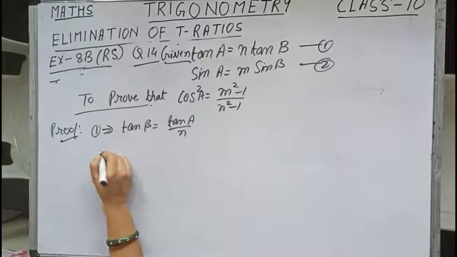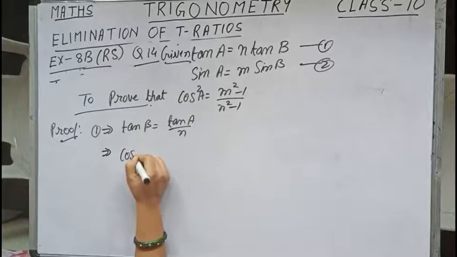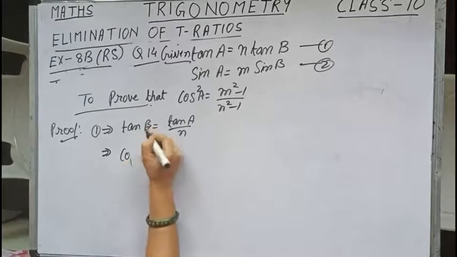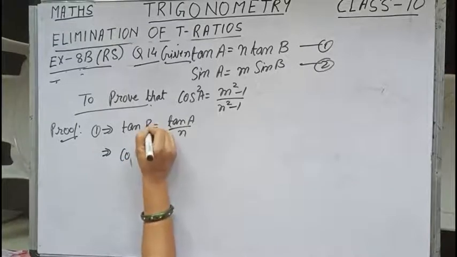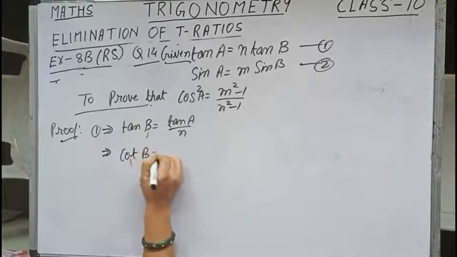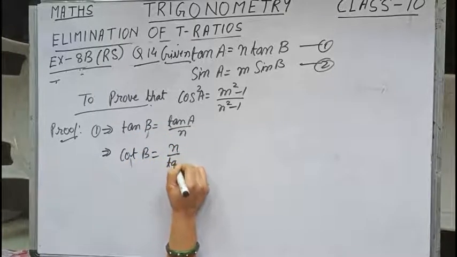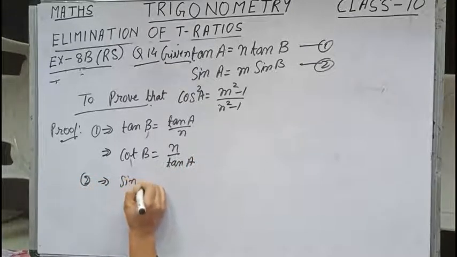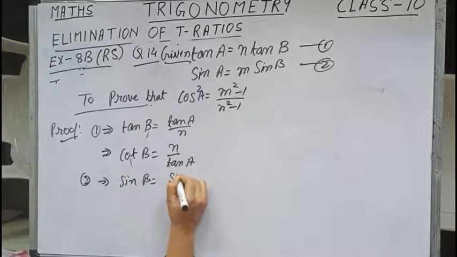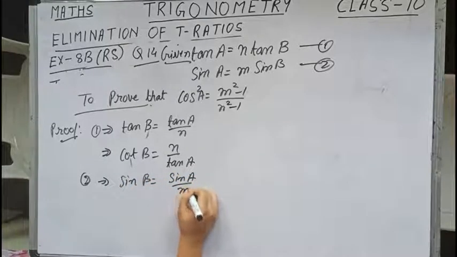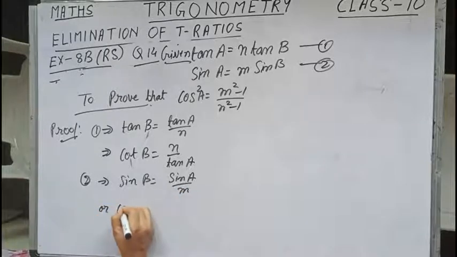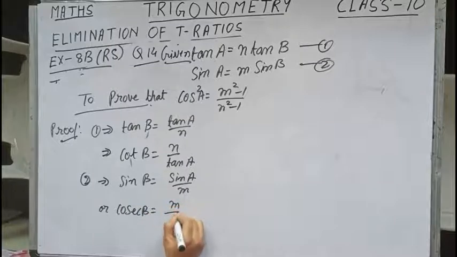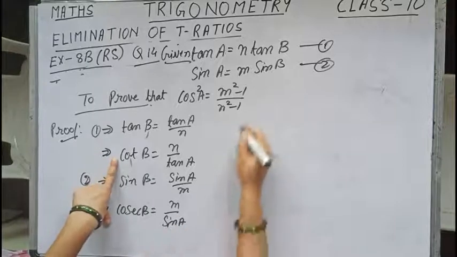So better I am writing over here, this implies cot B equals n by tan A. Now 2 implies sin B equals sin A by m, or cosec B equals m by sin A. Now we have the relation between cosec and cot.